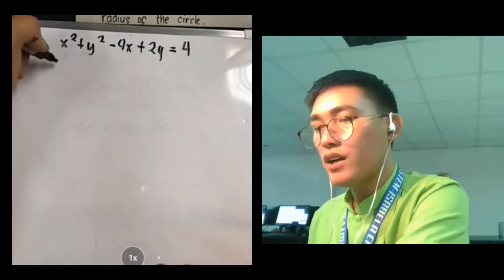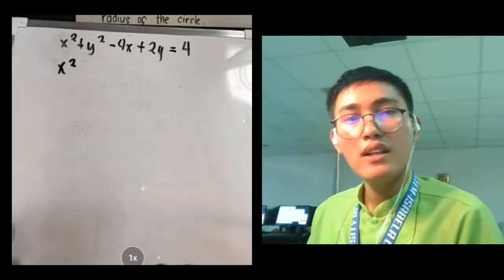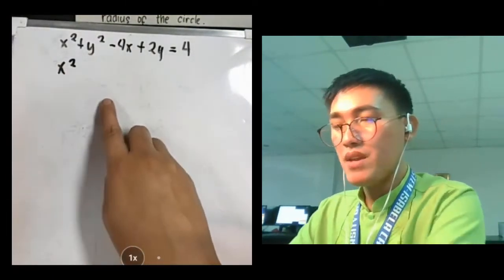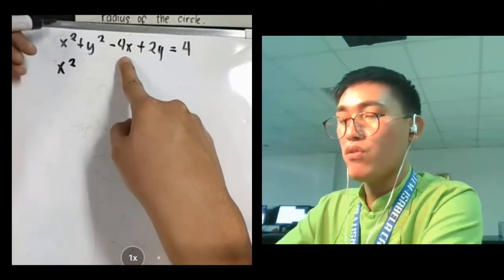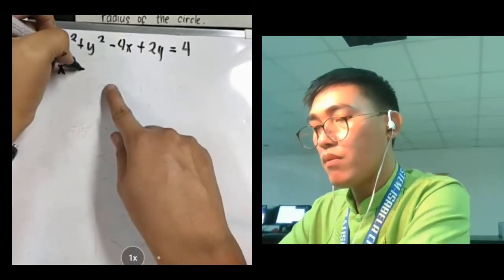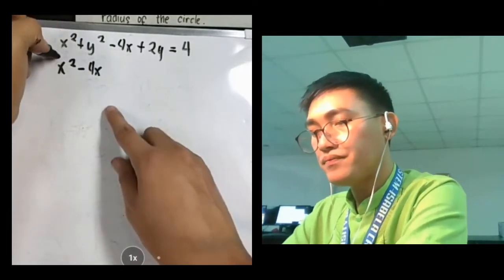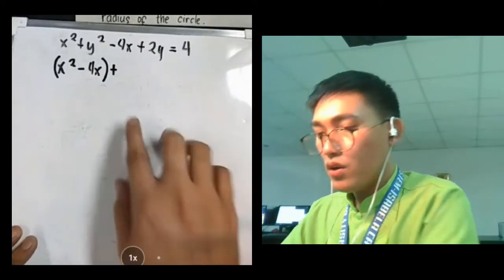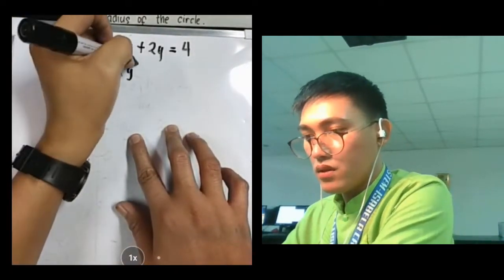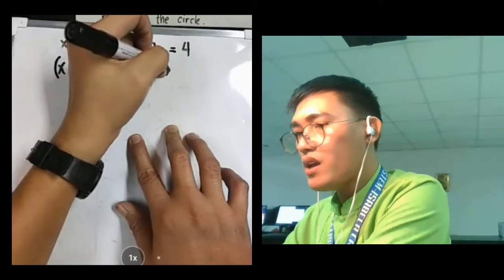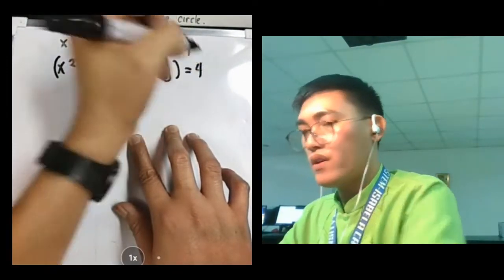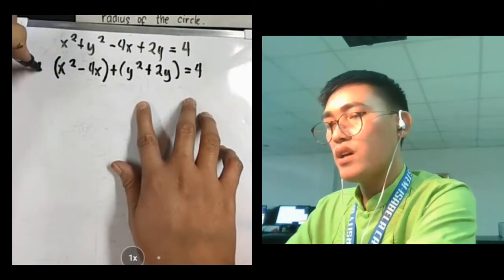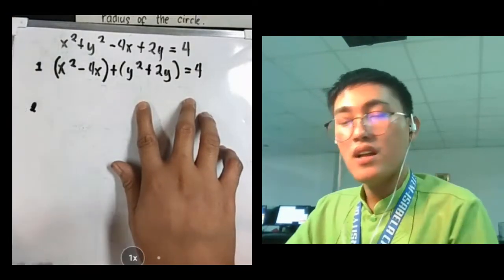Okay, so let's start with x squared. What do you think is the term that should be grouped with x squared? That must be negative 4x, because both of them have the same variable. So let's group them: x squared minus 4x, plus, after that, y squared plus 2y equals 4. So we are done now grouping them.